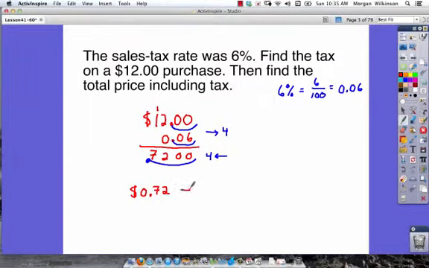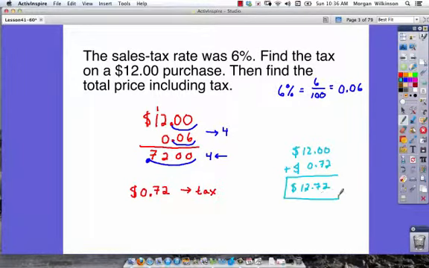Now it says, then find the total price including tax. This amount is our tax, and we have to add that onto the total price. The total price in the beginning was $12, so we've got $12 plus our tax of 72 cents. We can figure out our answer. $12 plus 72 cents must be $12.72. And we've got our final answer.